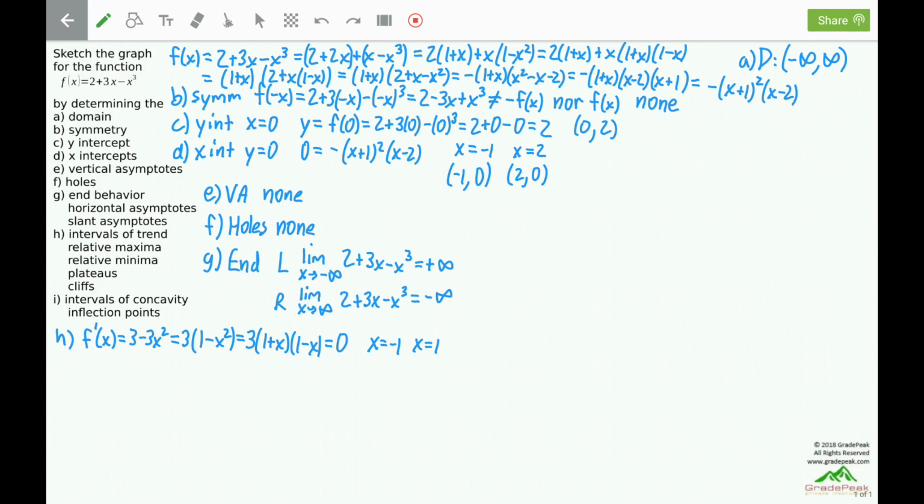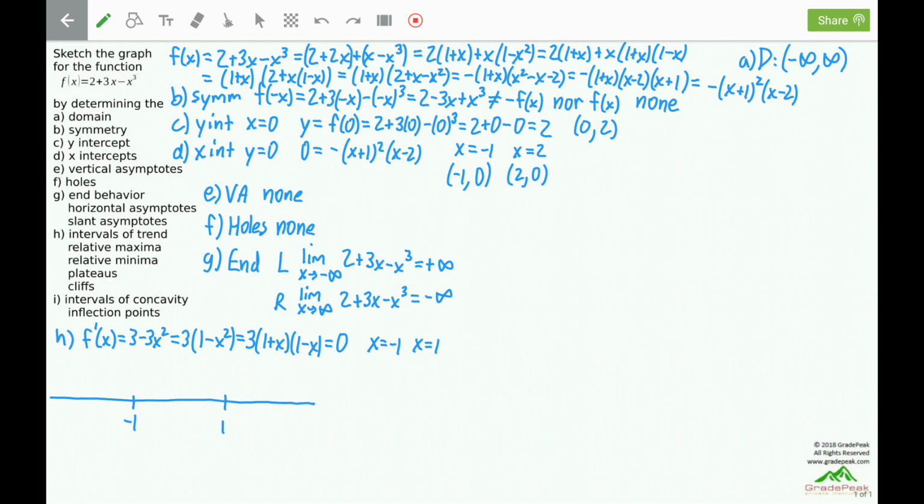We can now draw a domain line, a line representing the domain. It has no left end because it starts at negative infinity. It has no right end because it ends at positive infinity. We can put any critical numbers in order on the domain line. Negative 1 comes first, and then positive 1, which splits the domain interval up into 3 separate intervals.